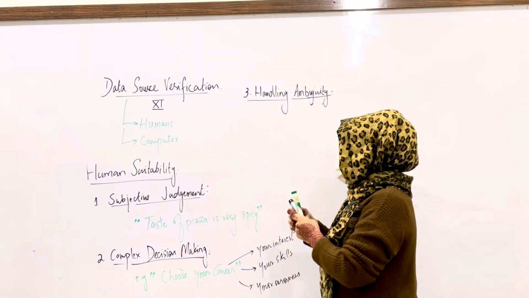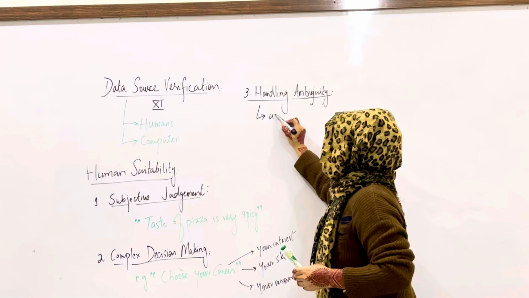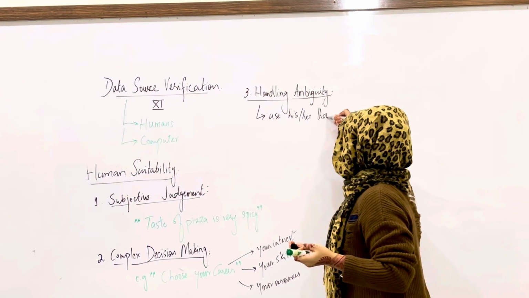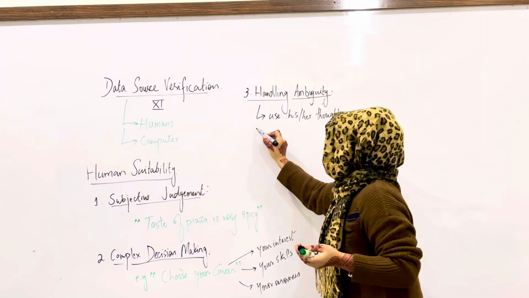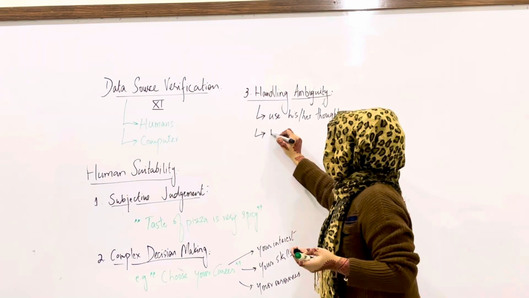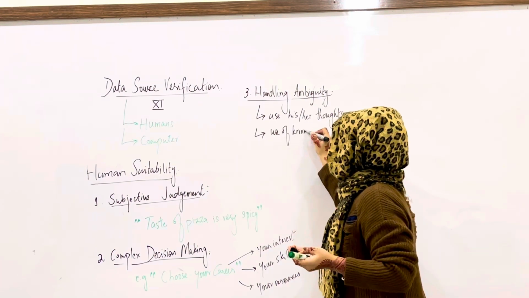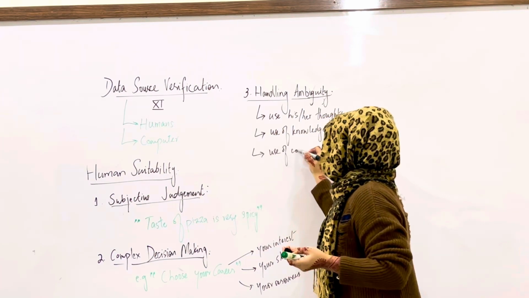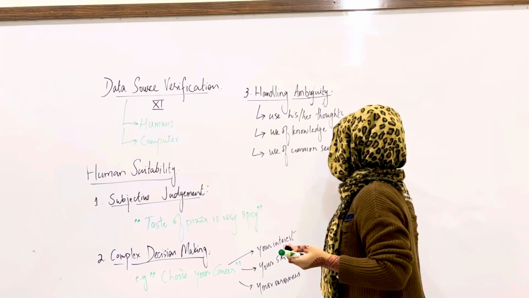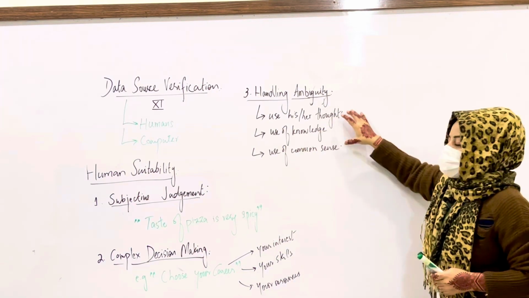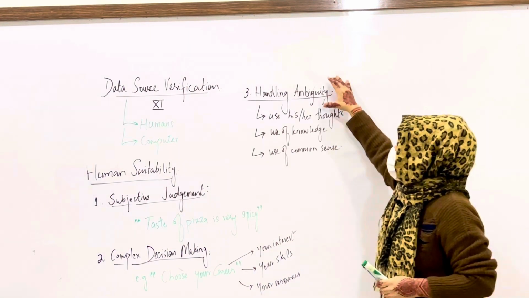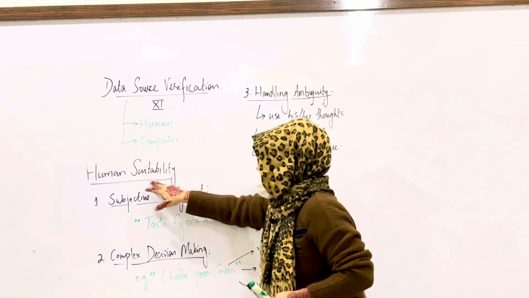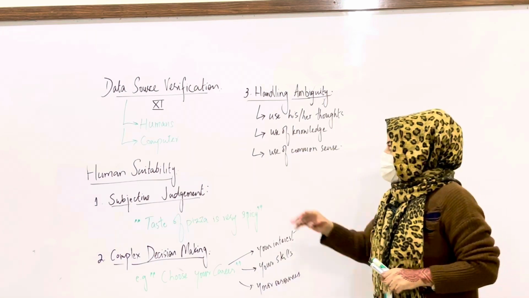So in handling ambiguity, a human can easily use his or her own thoughts, right? Use of thoughts, use of knowledge, use of common sense. Depending on these three factors, a human is capable of dealing with any kind of ambiguity. So in this process also, again, a human is more suitable as compared to a computer.